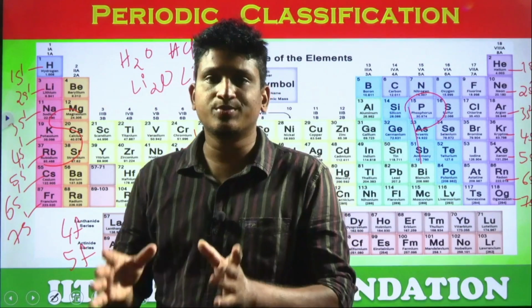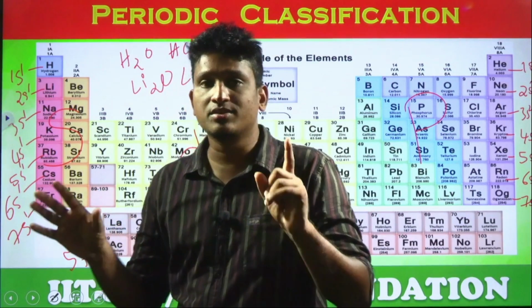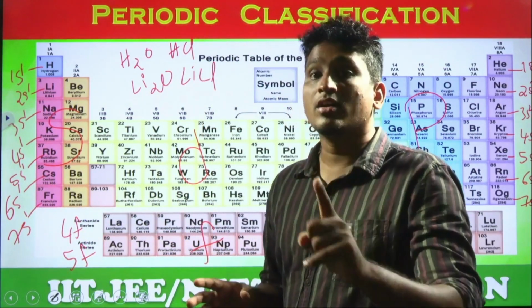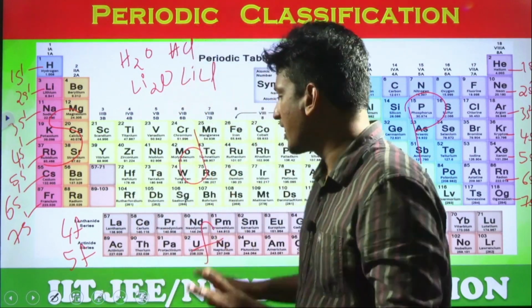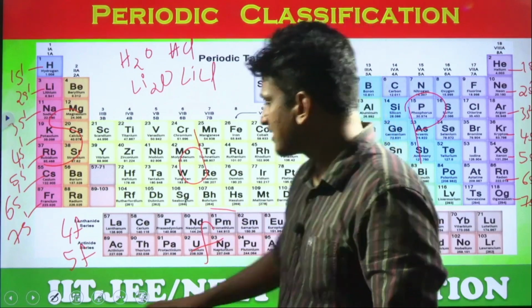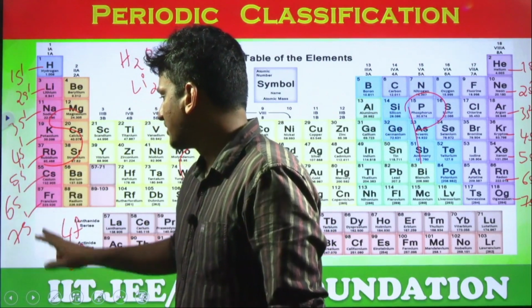So total 18 groups, 7 periods. All these elements are classified not just according to the atomic numbers, but also according to the electronic configurations. I hope you got the clarity. So students, next let us check a few points under this classification.